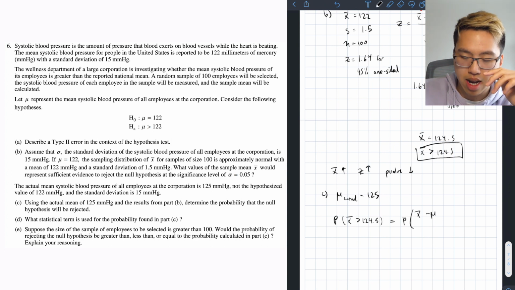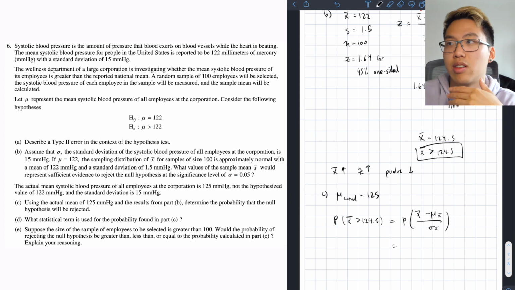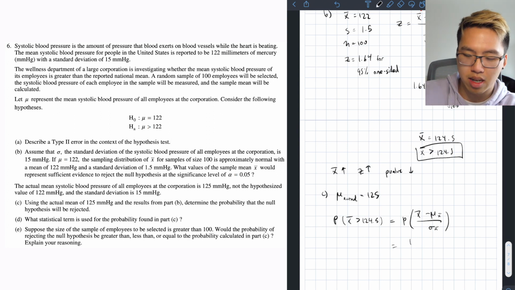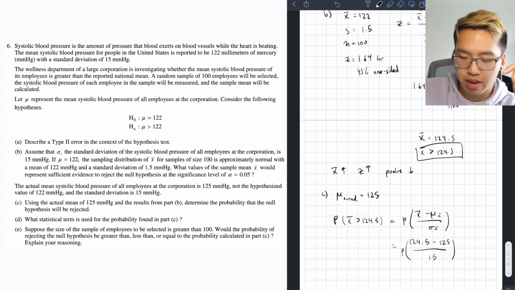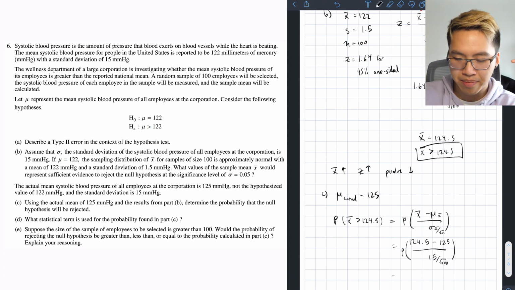We can rewrite this as this. So this is pretty much similar to the equation that we had before, where now we're trying to determine the probability that we reject the null hypothesis if we've updated our knowledge about this actual mean. So it's going to be 124.5 minus 125 divided by 15. Oh, hold on. I forgot the square root of n, so that's divided by the square root of 100.